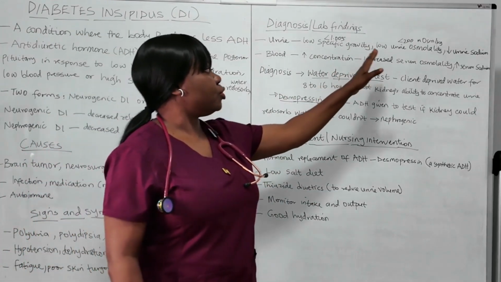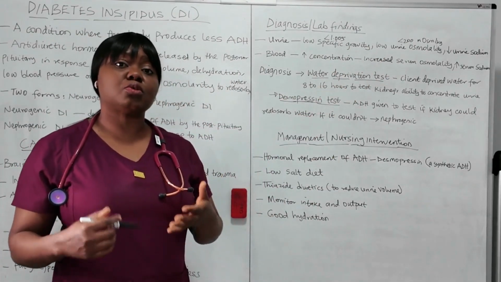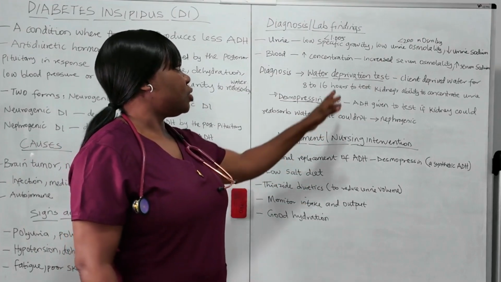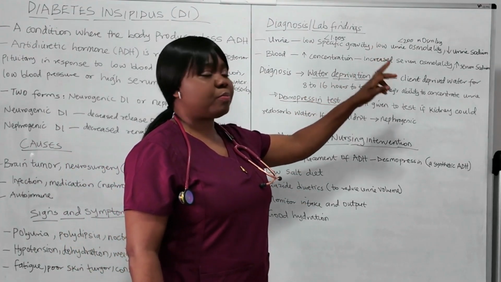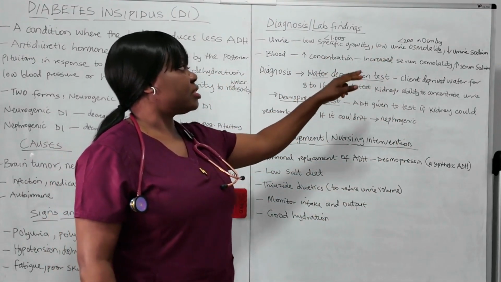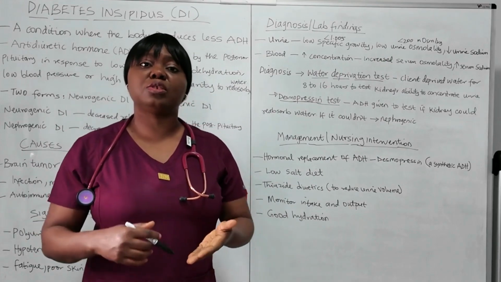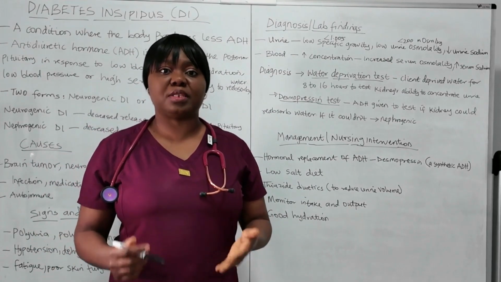The next one is low urine osmolality. That means the urine is also going to be very dilute. It will be less than 200 milliosmol per kilogram. And then there will be decreased urine sodium. Of course, when the urine is so dilute, there will be less sodium in the urine.